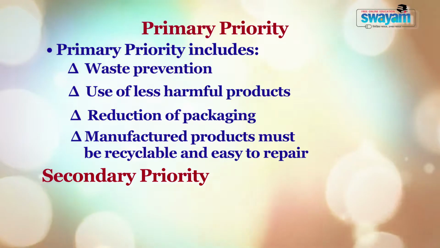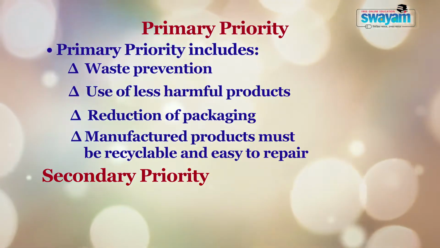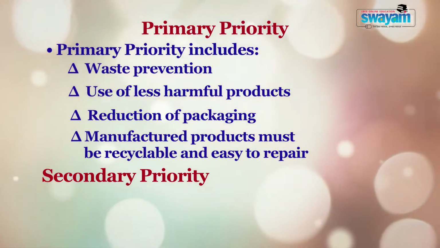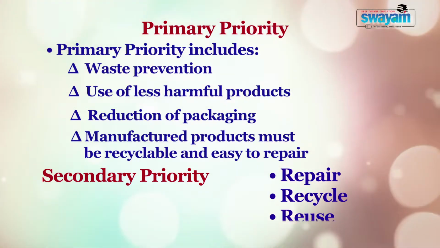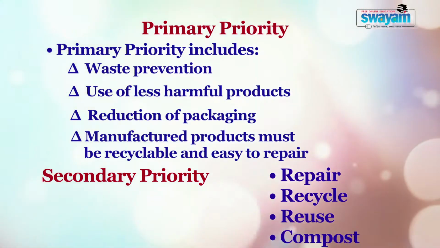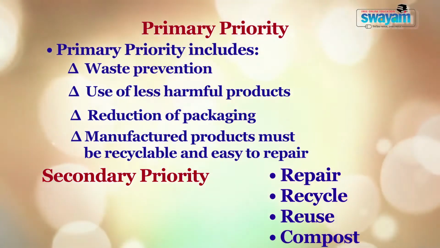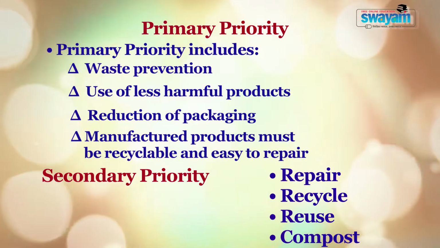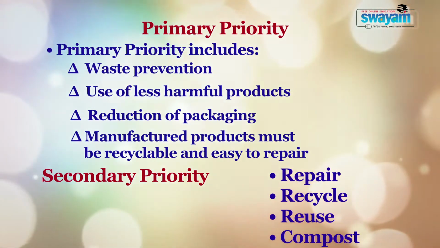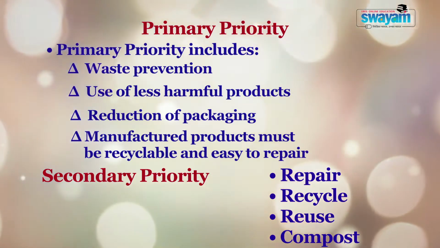Second is the secondary priority. It includes the various options for prevention of waste generation. Some of these methods are repair, recycle, reuse. It means we must emphasize the 3 R's: repair, recycle and reuse. Compost is another kind of priority which we must consider, and that comes under the secondary priority.